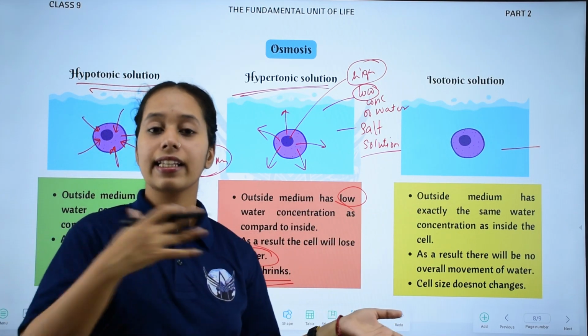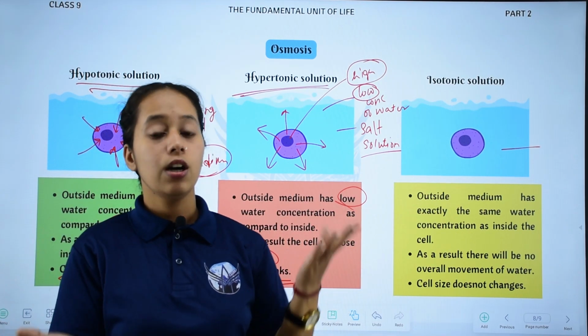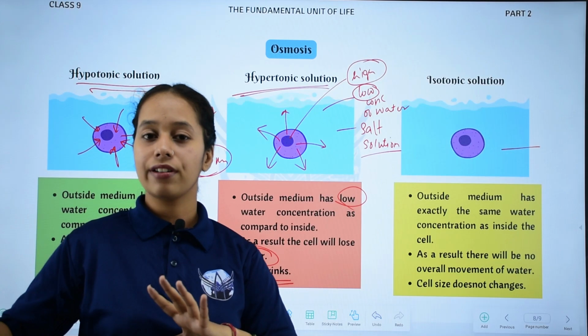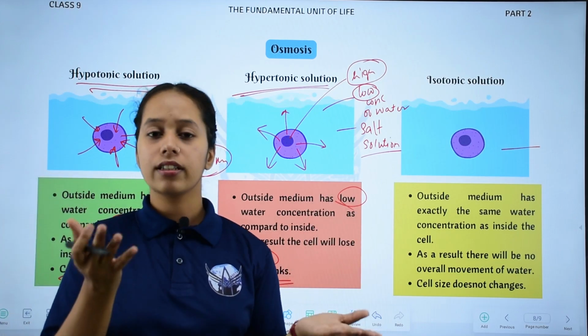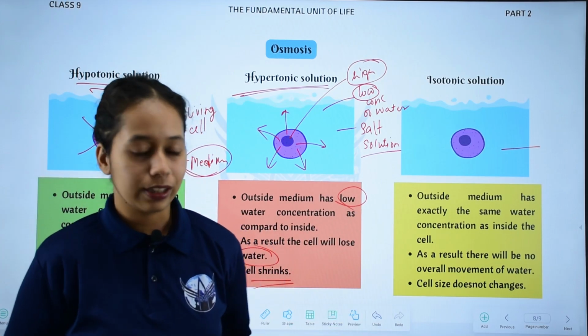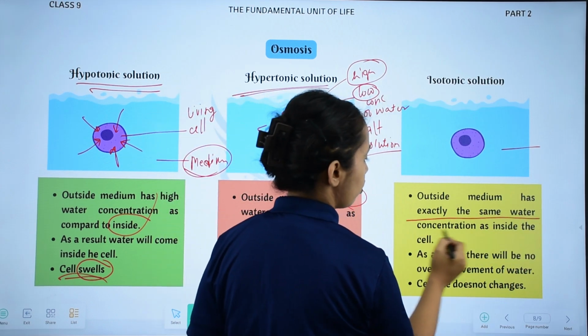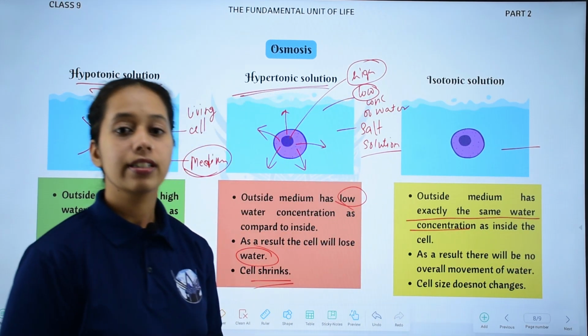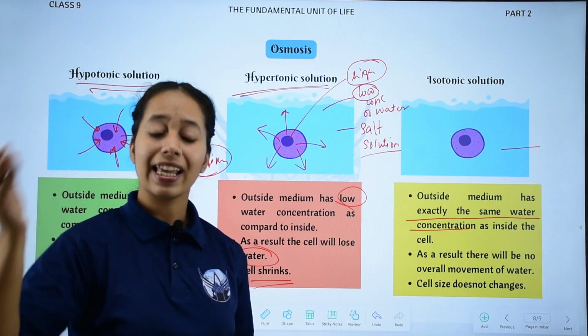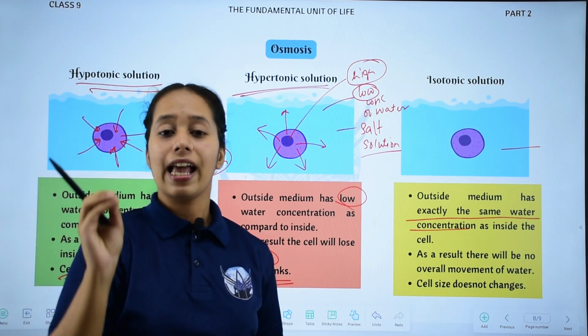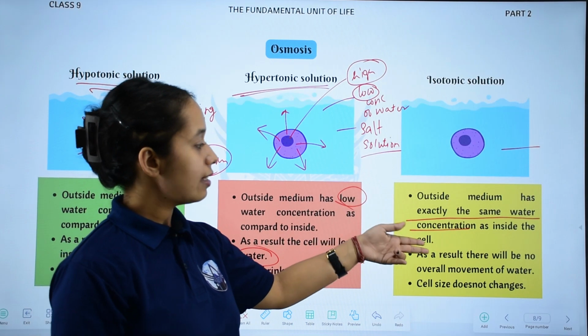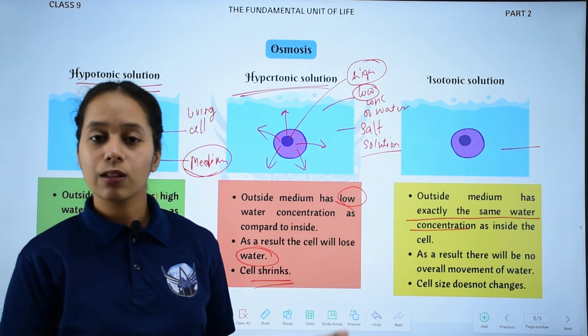So both inside and outside, the concentration of water will be the same. There is no high region, there is no low region. Both the sides we have the same concentration of water. So the outside medium has exactly the same water concentration as inside the cell. As a result, what will happen?